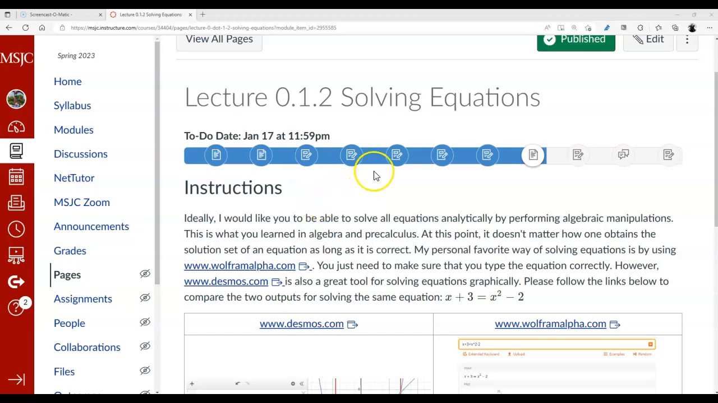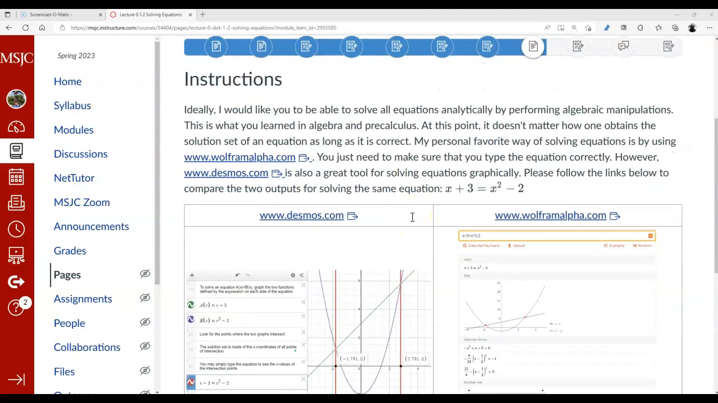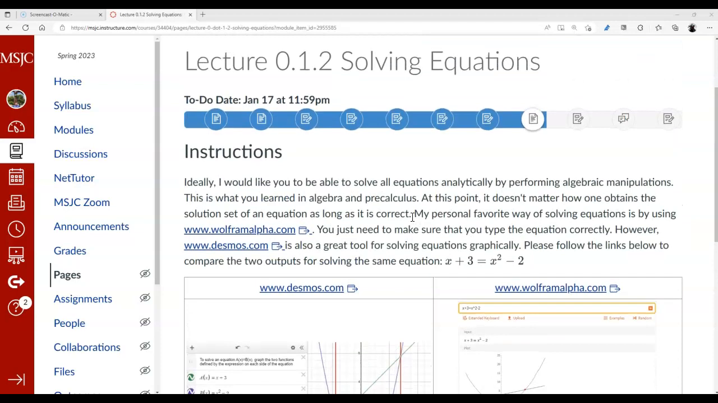In this video, I will go over the material covered by lecture 0.1.2 called Solving Equations. And again, just like before, I wasn't going to cover anything here because solving equations is something that is extensively covered in pre-calculus or algebra or trigonometry. This is where you learn how to solve all these equations.